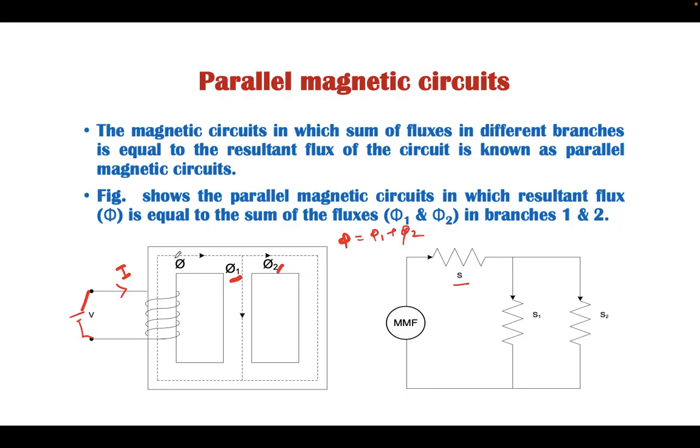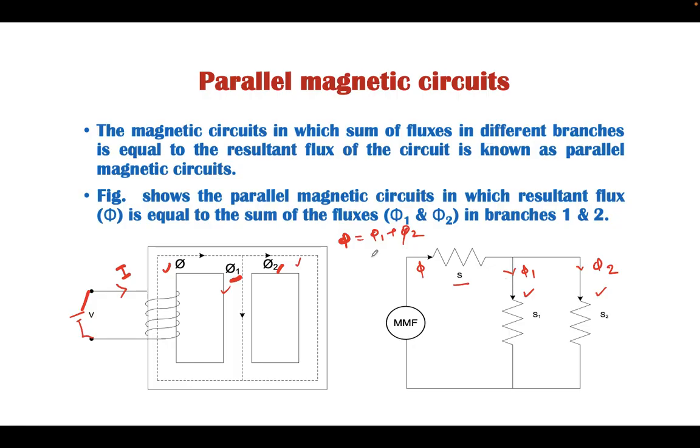Now, representing this circuit as an equivalent electrical network, this is the reluctance of the path where the total flux is developed, whereas these are the reluctances of the paths where flux phi 1 and flux phi 2 are developed. The total flux developed in this path is phi, whereas this flux is phi 1 and this flux is phi 2. Similar to an electrical circuit, when we apply EMF or voltage at this point, the current flowing is I, whereas the currents in these two paths will be I1 and I2, and I will be equal to I1 plus I2.